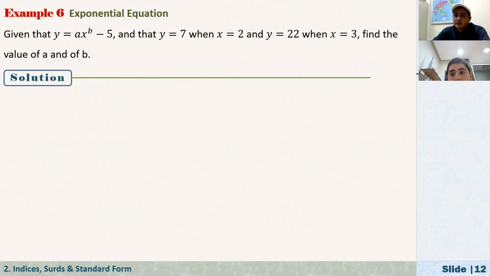Arat, can you write on the screen? We should find a and b. So you need to find the values of a and b. Okay, Arat, you have 2 minutes. After 2 minutes we will discuss.